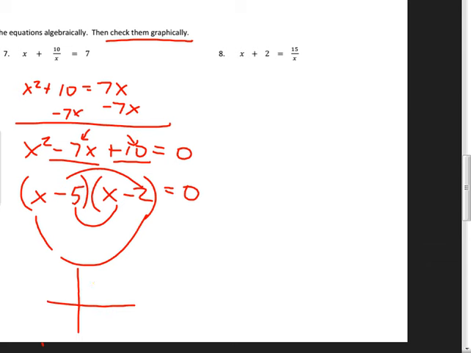Let me think how that could look. Maybe it's going like this, touching it at 2 and 5, something like that. Anyway, you'll have a straight line connecting with a curve. You'll get 2 answers. Hopefully they'll come out to 5 and 2. All right, let's move on.